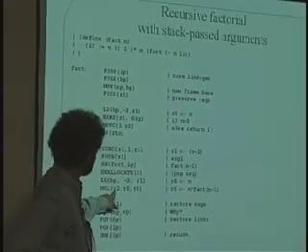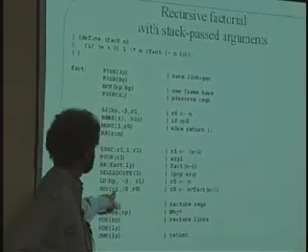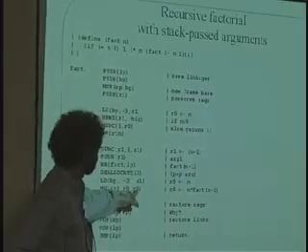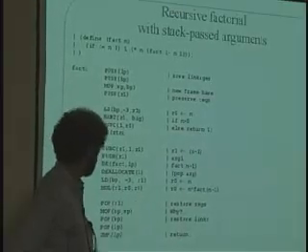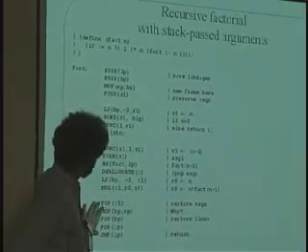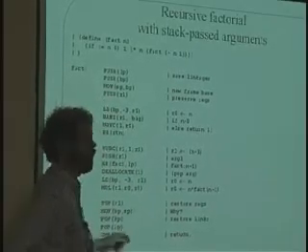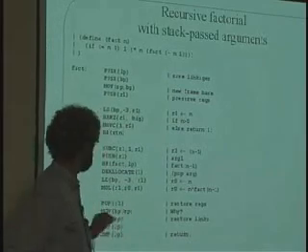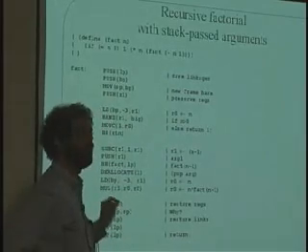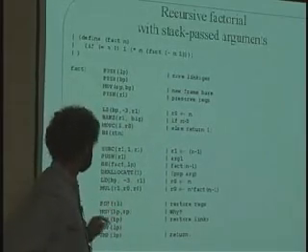We multiply R1 times R0, which is n times fact of n minus 1, putting the result into R0, and now we're done. And so finally we can do the return, which is popping R1, which we saved up here. So now we've obeyed that last line in the contract that says do not destroy any of the registers other than R0 and LP.